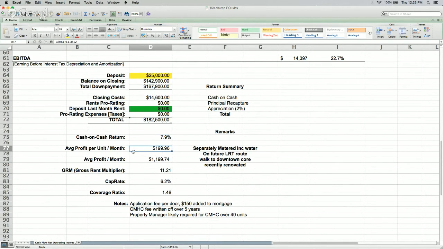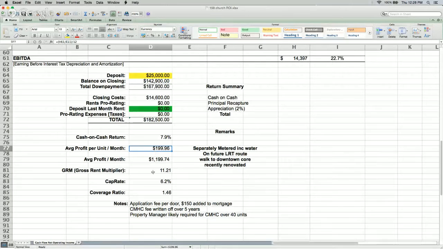So average profit per unit. In this property, you're cash flowing about $200 per unit, and that's kind of what we look for. Depending on what area you're in and what the business model for the particular building is, we look to be in the cash flow range of about $100 to $200 per unit.